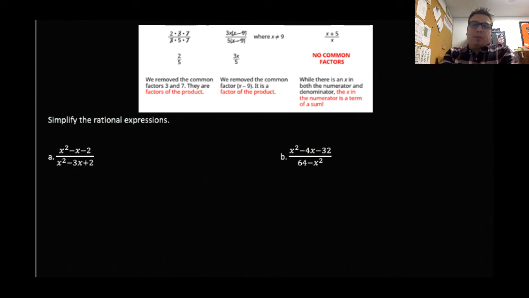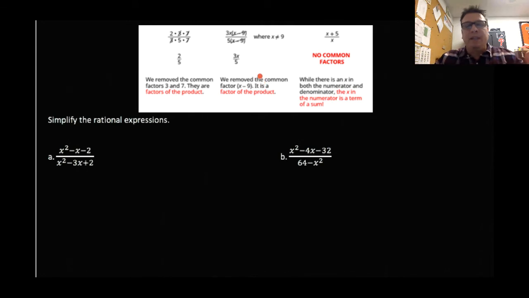Simplifying rational expressions. So when we simplify, we have to factor both numerator and denominator, and then once we factor that, we eliminate common factors. So like if I look here at that middle example, if I factor everything out, and I notice I have a common factor of x minus 9, well then the x minus 9's go away.